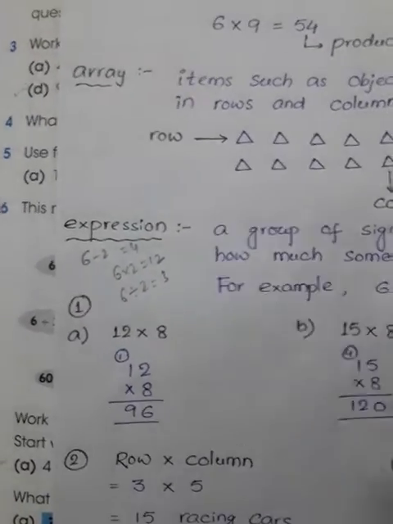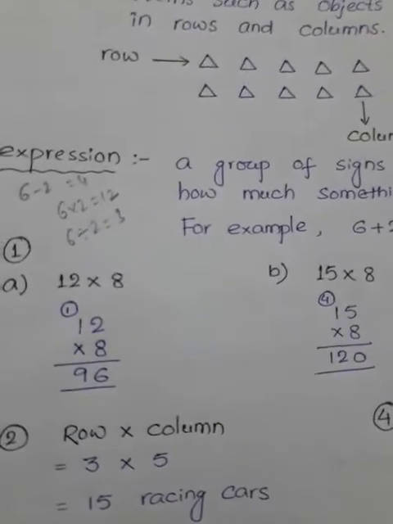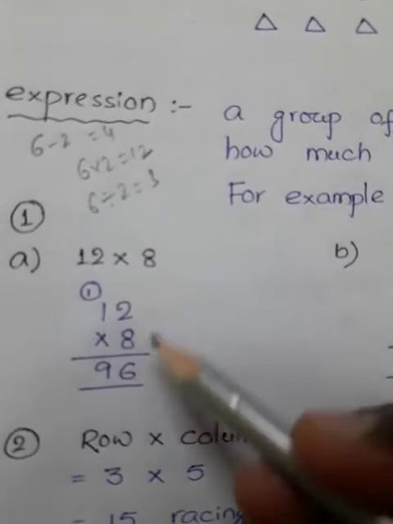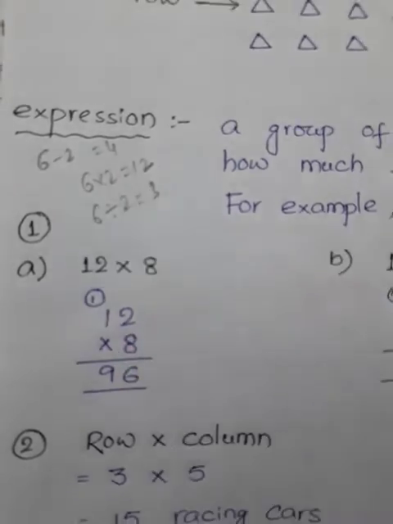Okay. So now question number 1. 12 multiplied by 8. Here I can multiply directly, but there is another method also. If you find the 8 table difficult, there is another method. Okay. 8 times 2 is how much? 16. 6 and 1 carry. 8 times 1 is how much? 8. 8 plus 1 is 9.